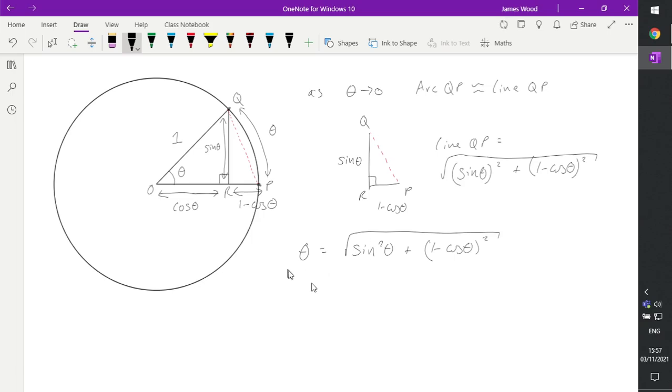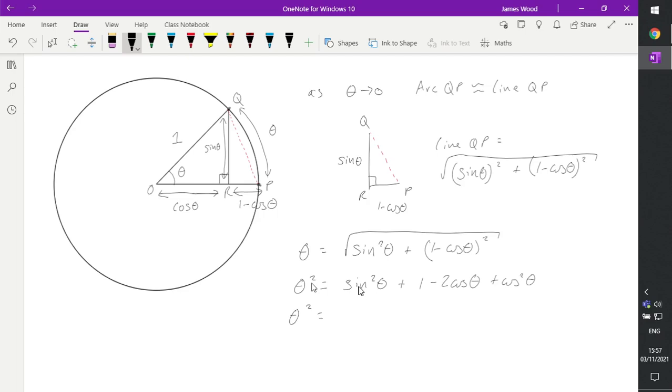So maybe I'll start by squaring both sides, just to get rid of that square root. So I've got theta squared equals sine squared theta plus, and maybe I'll expand this bracket whilst I'm here, so that'll be 1 minus 2 cos theta plus cos squared theta. And then I can do some rearranging here.